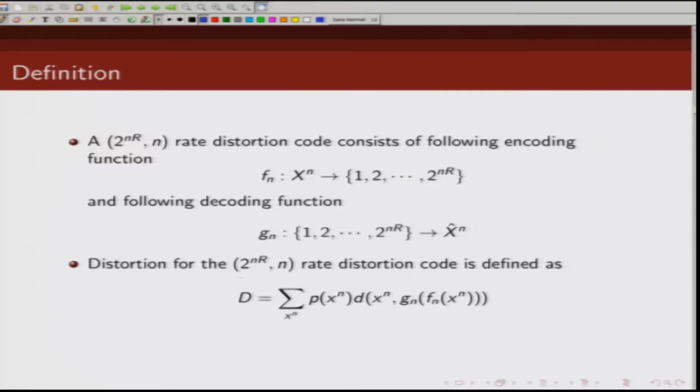Now, distortion for a rate distortion code is defined like this. This is the distortion measure between the source sequence and the reproduced sequence, which I can also write as x^n hat. So, this is basically the average distortion between x of n and x hat of n.